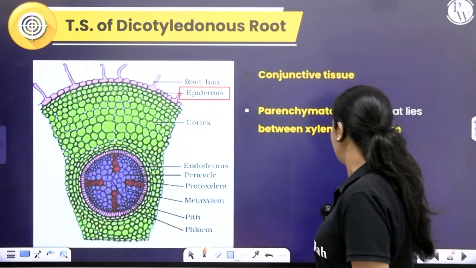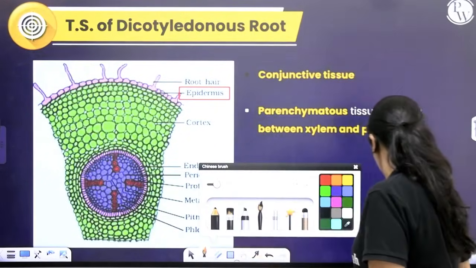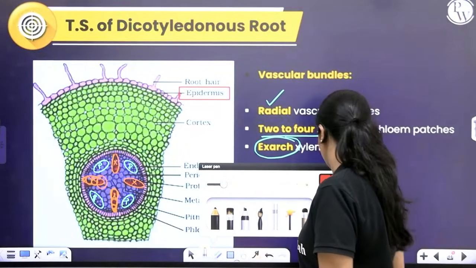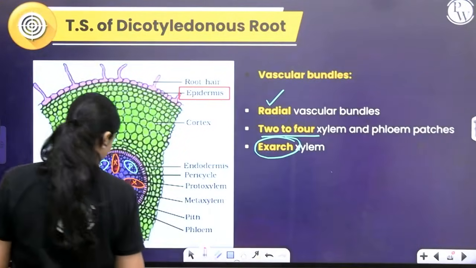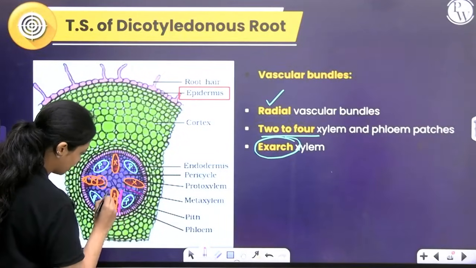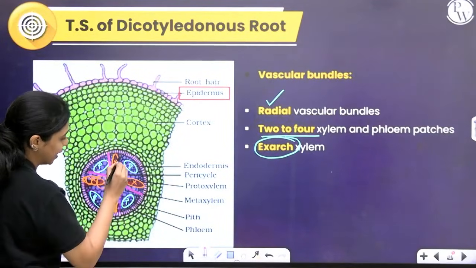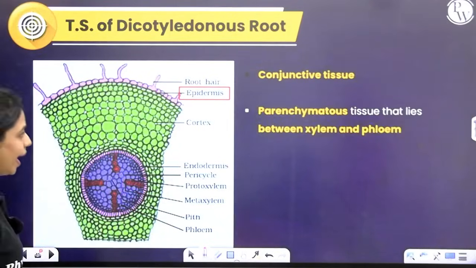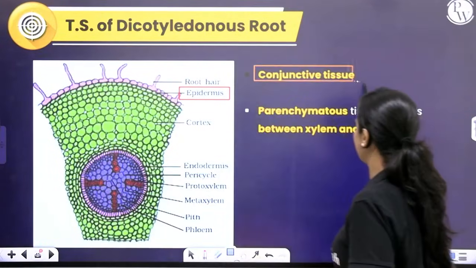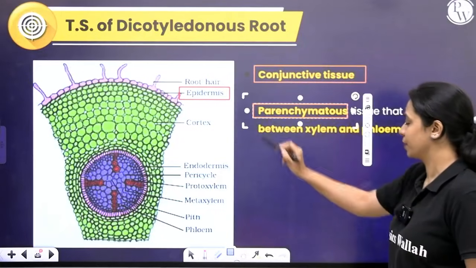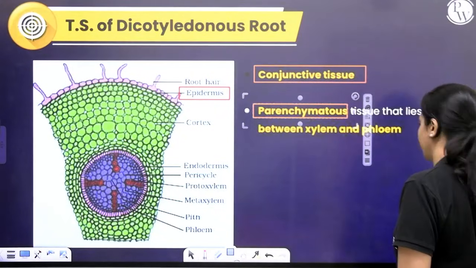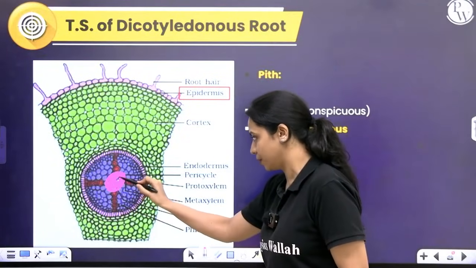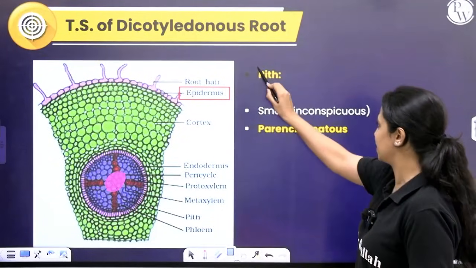Now in between xylem and phloem, look here, you have parenchymatous tissue present, right? I'll show it to you here. Between xylem and phloem there is tissue present. That tissue present between xylem and phloem is called conjunctive tissue, and that is also made up of parenchyma. And at the center of the root, you can find parenchymatous tissue that is called pith.